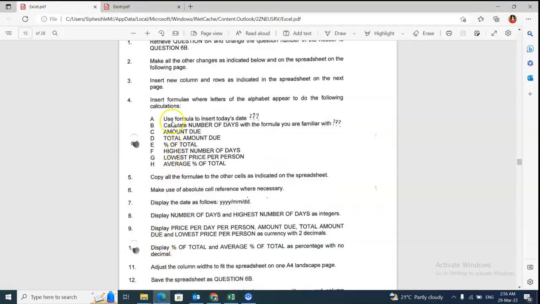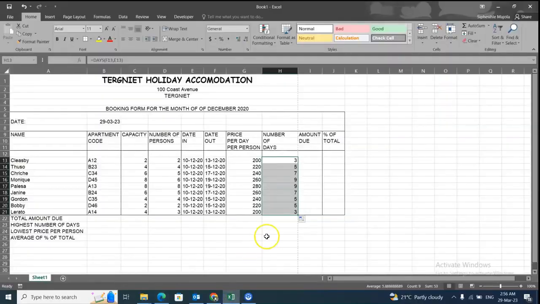What else are we looking for? The amount due. Obviously, they didn't tell us how we should calculate the amount due, but you should use your own logic in this one. Okay, it is going to be the number of persons multiplied by the price per person per day by the number of days that they stayed.